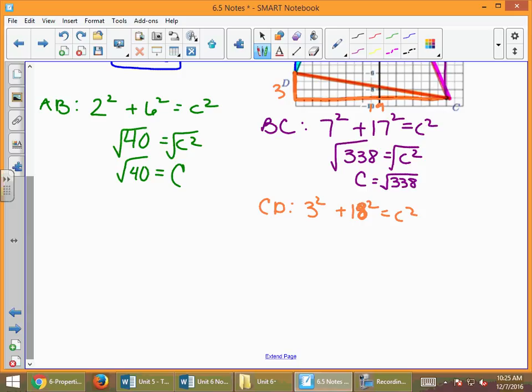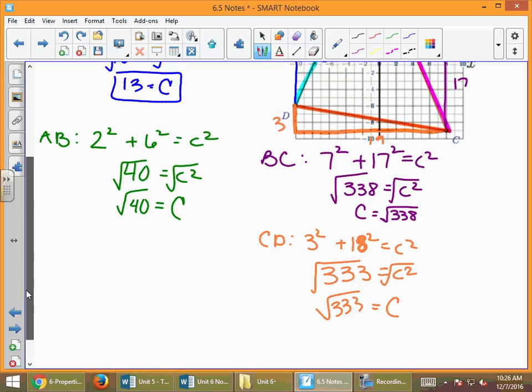So when we do 3 squared plus 18 squared, what do we get? 333. Again, square root both sides. Is 333 a perfect square? No. We'll just leave it. If it said exact, then we have to look to simplify. It doesn't say exact. Usually not the radical.